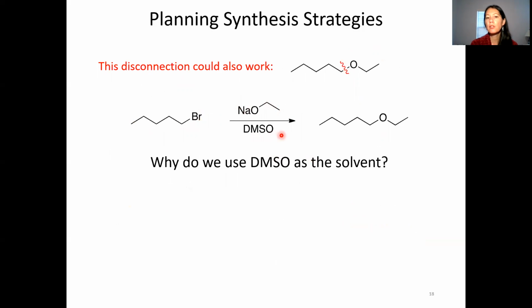Why did I use DMSO? The reason, maybe you could think about it, the reason is that this is going to undergo an SN2 reaction. You've got a primary alkyl halide, a strong nucleophile, and aprotic solvents. Polar aprotic solvents are best for SN2.